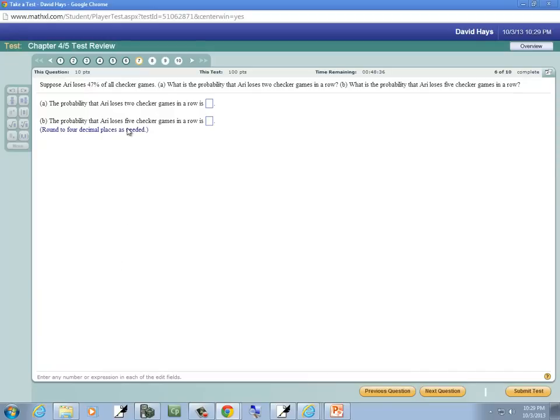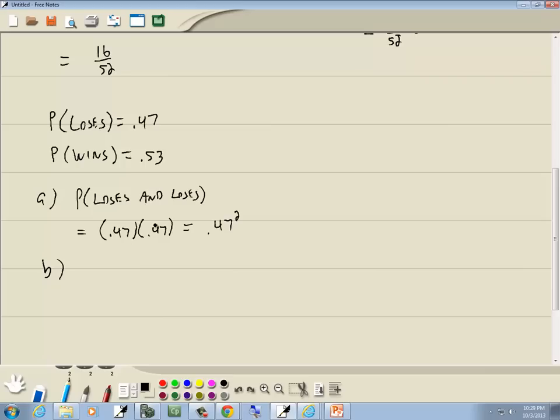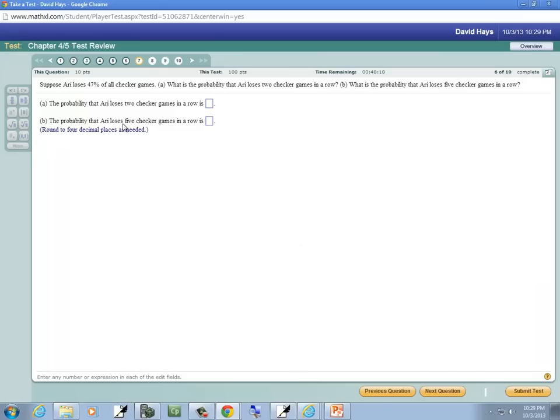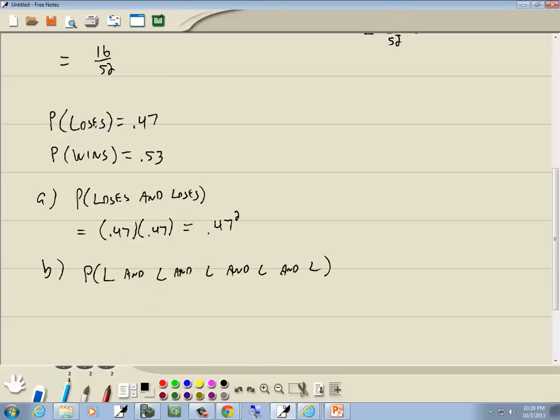Now B says probability Ari loses 5 checker games in a row. Well, if this is a second power, then 5 losses, so loss and loss and loss and loss and loss. Okay, we got 5 L's. There's an implied and there. Loses 5 checker games in a row. So we lost the first one, and the second one, and third one, and fourth one, and fifth one. Sometimes the and is not so obvious. Now again, we could write it out as 0.47 times 0.47 times 0.47 times 0.47 times 0.47, or just simply write 0.47 to the 5th power.